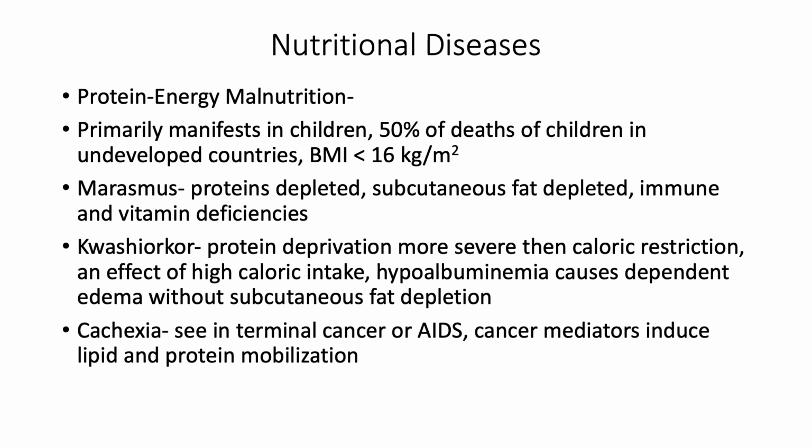The first of these will be protein energy malnutrition, and this primarily manifests in children. They cause 50% of deaths of children in underdeveloped countries. In these patients, the BMI is less than 16 kilograms per square meter. Marasmus: proteins are depleted, the subcutaneous fat is depleted, and immune and vitamin deficiencies occur. These are people who are generalized, basically walking skeletons if you look at them grossly.